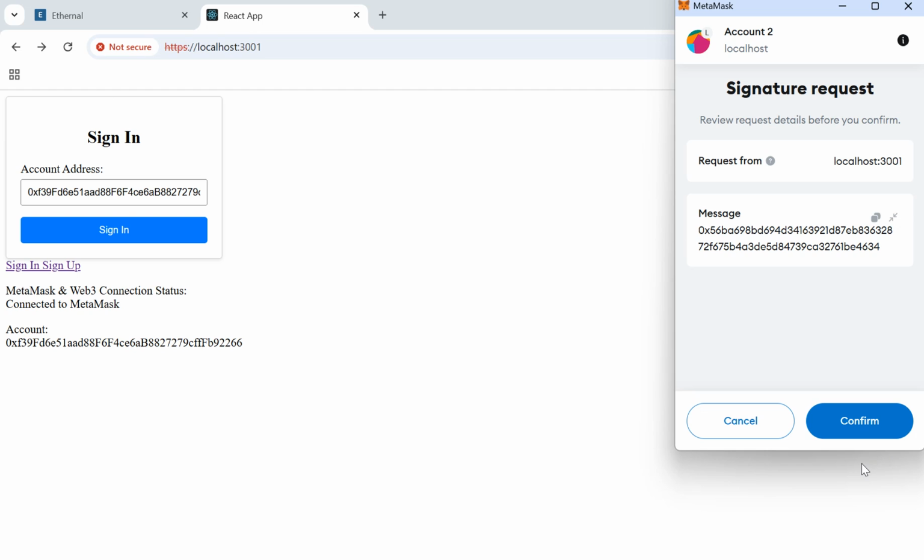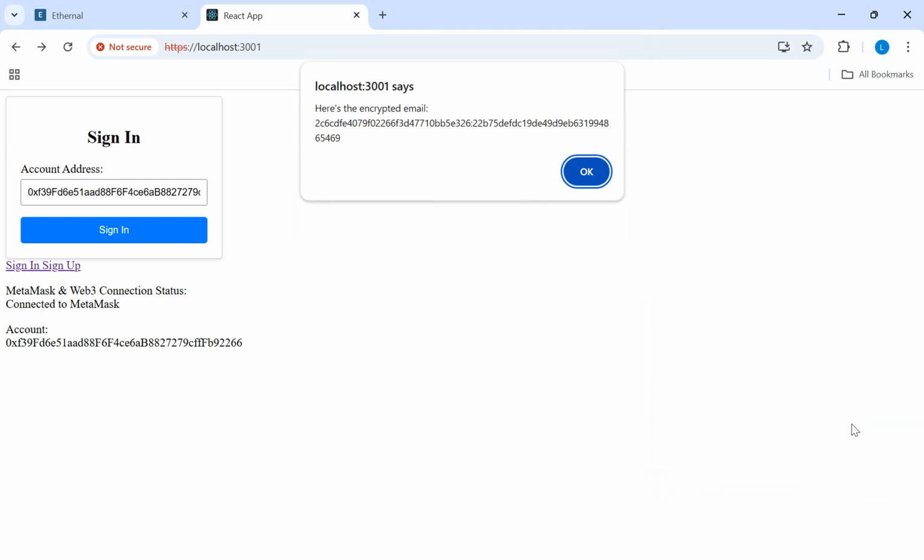The private key never leaves MetaMask. We sign the message with it in MetaMask. So the user is going to sign the message to confirm they are who they claim to be.